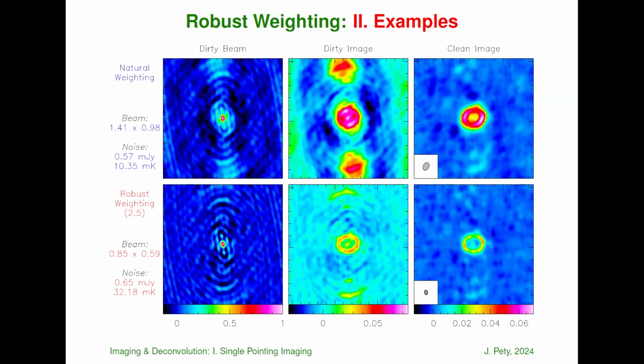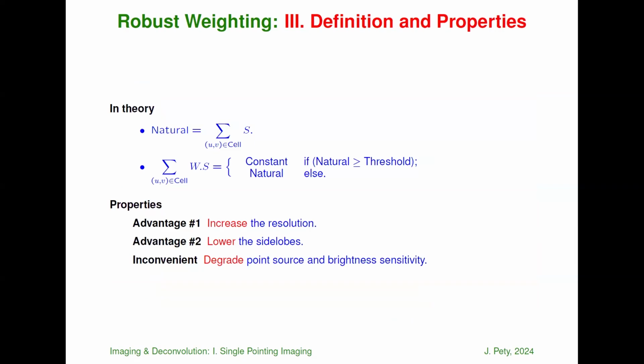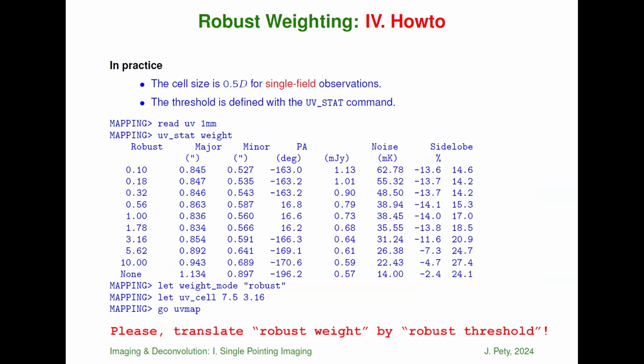So you use robust weighting only when you have enough signal to noise ratio. If you're making a detection experiment, you're never using robust weighting, because you want the highest signal to noise ratio you can. In an imaging experiment, you can do robust weighting if you have enough signal to noise ratio. So robust weighting increases the resolution, it lowers the side lobes, and it degrades the point source and brightness sensitivity. How to choose? That's your question. How to choose?